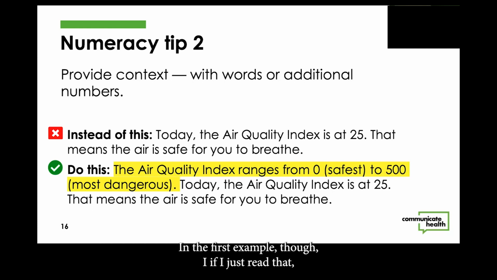In the first example, though, if I just read that, I might have been thinking, well, how big is it? Is the air quality index 0 to 50? Does the switch from 25 to 26 make it dangerous levels? I wouldn't know. There'd be a lot of unknowns there, I think. So basically, that range gives me a lot more information and increases my understanding.